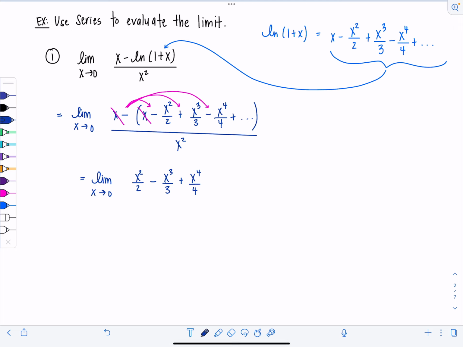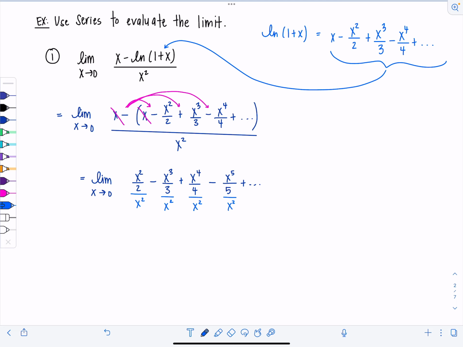Let me just write out a couple more. What would be next? Minus x to the 5th over 5, right? And then plus ... over x squared. Now what to do here with this over x squared? Well, basically you're going to split it up and write x squared under each of the terms here and simplify. You can do it in your head, but basically what we're doing is we're going to divide this guy by x squared, this guy by x squared. Everybody gets an x squared, etc.